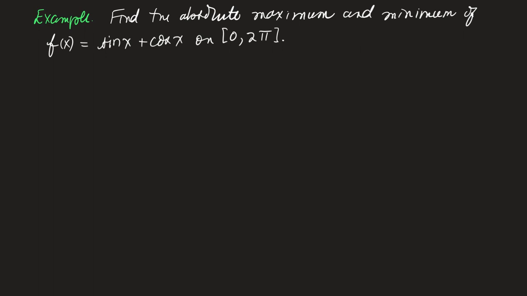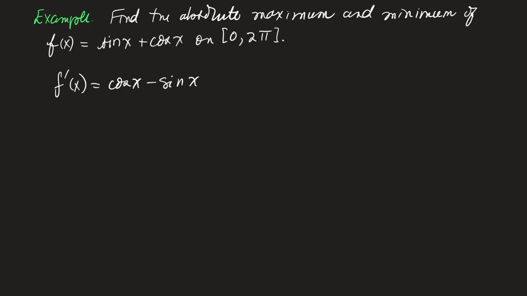And they either have to occur at endpoints or at critical numbers. So I can go ahead and use the closed interval method to find the absolute max and min. The first thing I'm going to do is find the derivative. So let's go ahead and get that derivative. So f prime x is derivative of sine x is cos x, derivative of cos x is minus sine x.